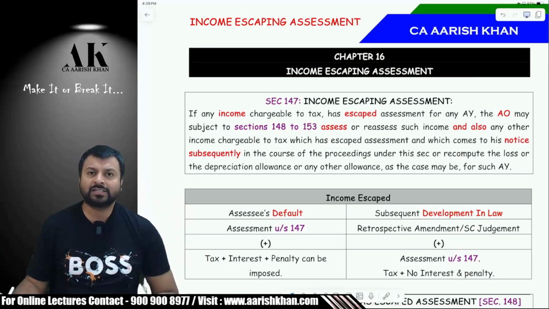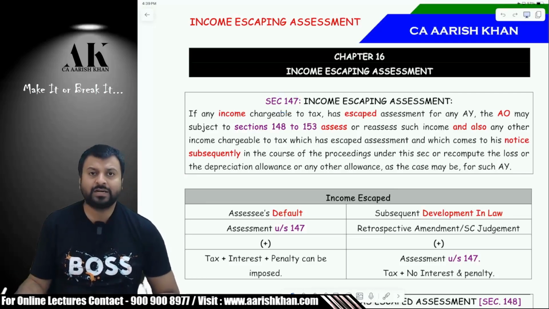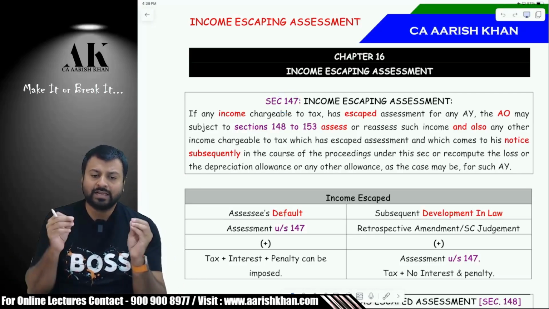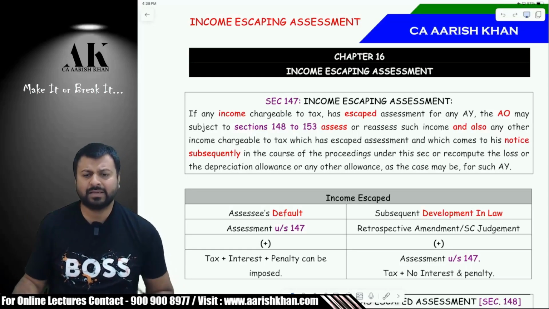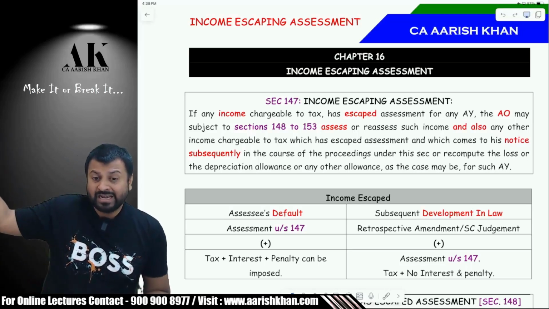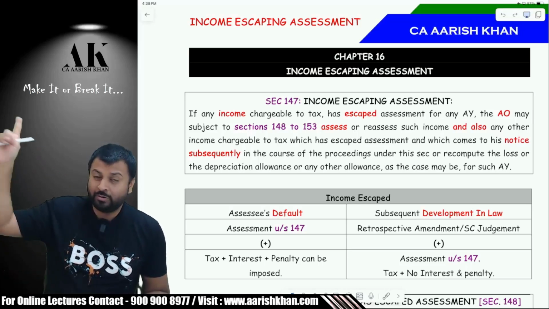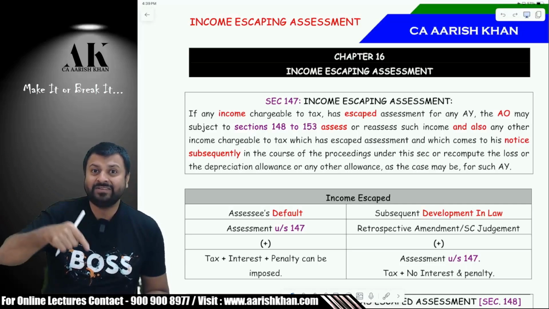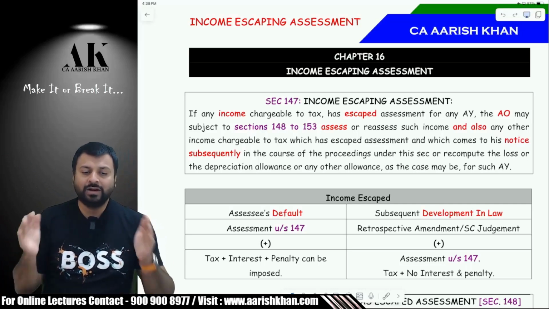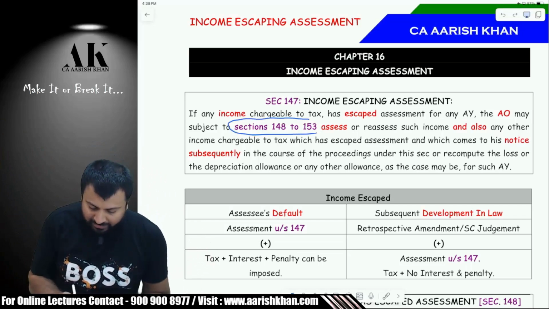Let's talk about the last assessment of our syllabus, that is 147, but the biggest out of all the assessments, out of the 3 assessments that we have done: income escaping assessment. What is income escaping assessment? Income escaping assessment means you have escaped some income earlier, and now the AO has come to know about that income. So now he will open your old assessments and he will take taxes from you. Now 147, income which has escaped earlier, 147 is subject to 148 to 153.